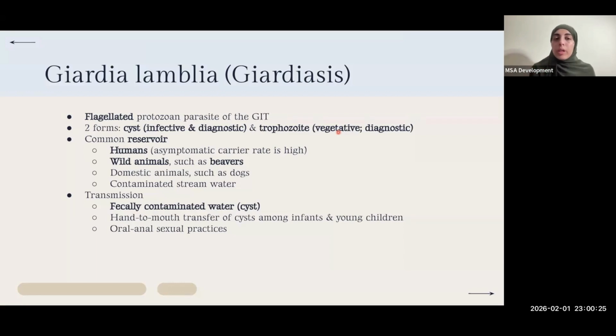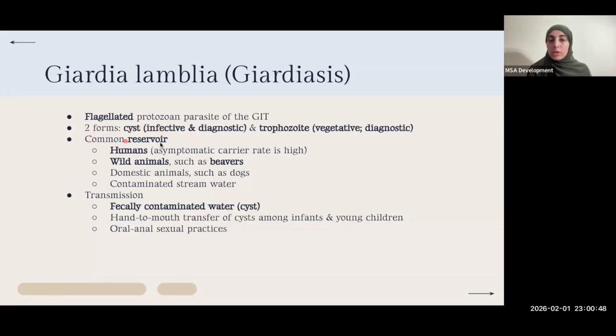It is a protozoan, and it is flagellated. It has two forms, the cyst and the trophozoite. The cyst is the infective form, and the trophozoite is the vegetative form, and they're both diagnostic. Infective cyst basically means that someone gets infected, what causes the infection is the cyst.